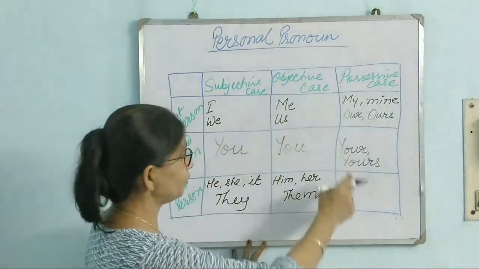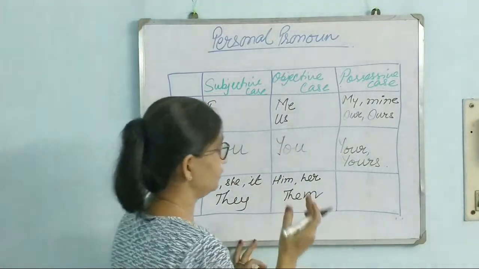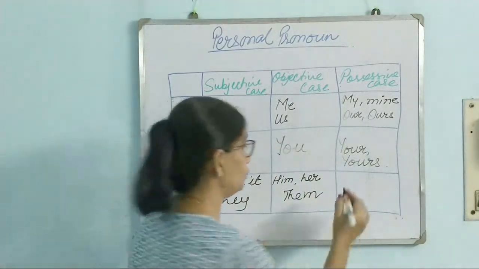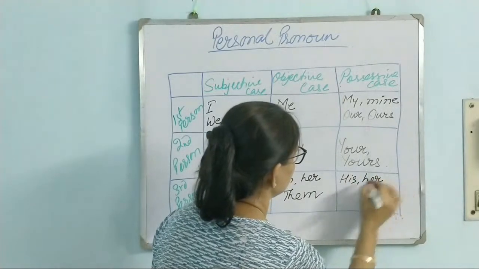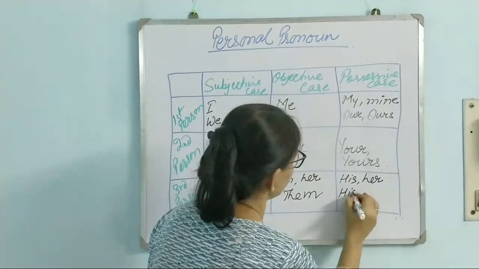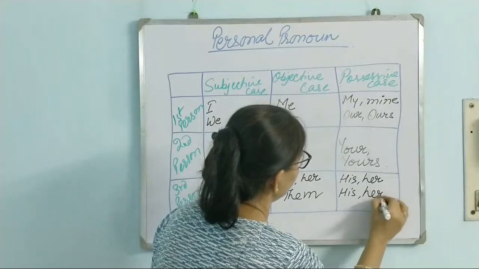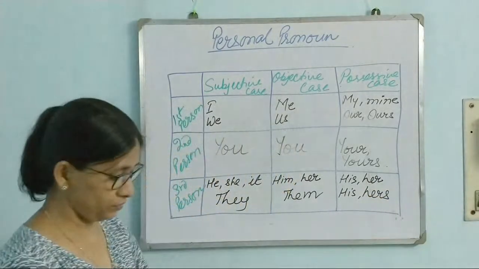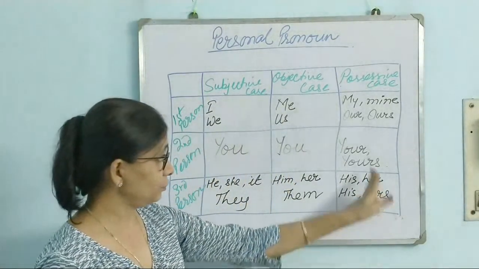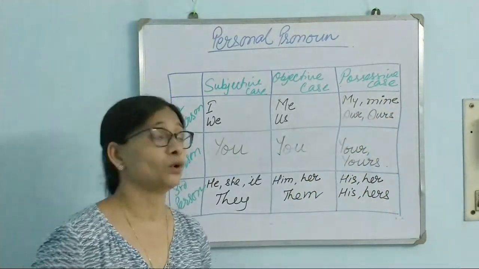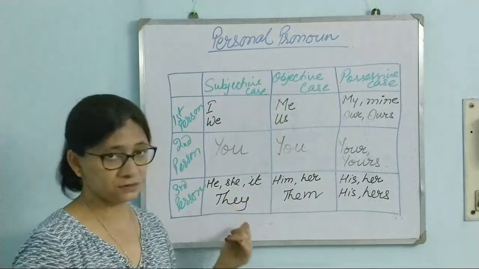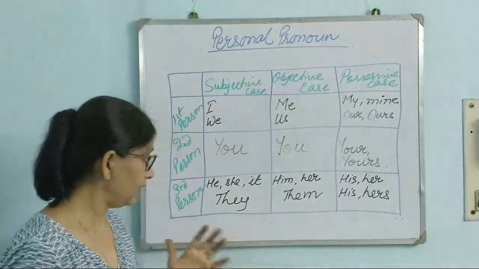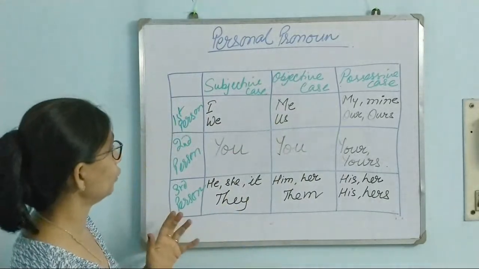Now, third person possessive case, what will be? Here, this is his house, his. This is her house. This house is his. This house is hers. So, in possessive pronoun, most of the time we use S with the pronoun. So, this is the personal pronoun. All the personal pronouns have been jotted down here. I just hope I have included all of them.